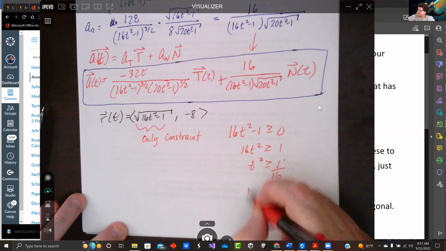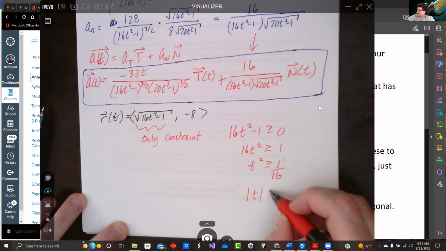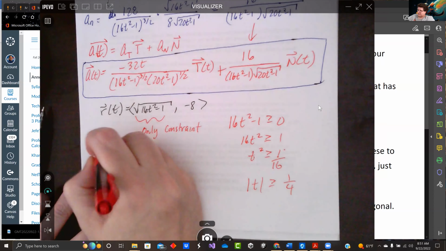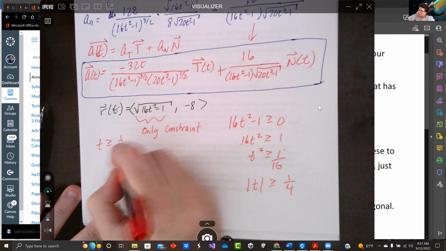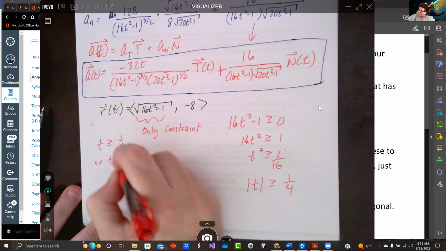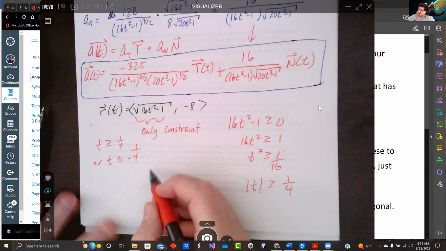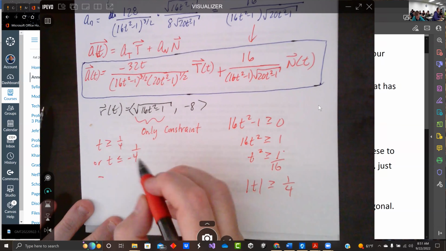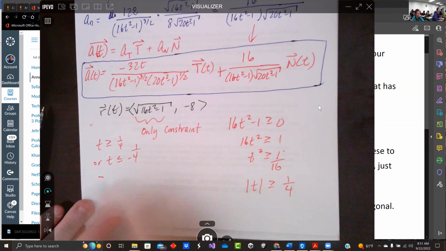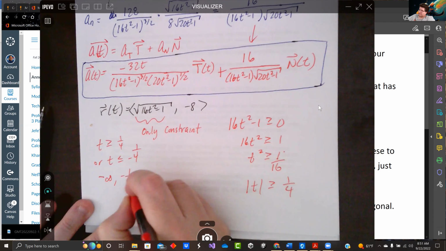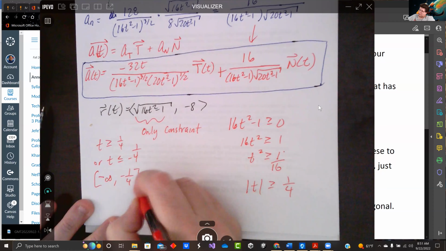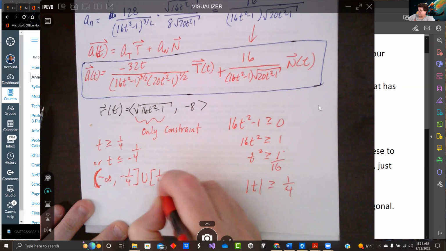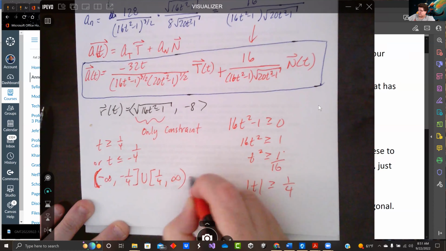And so the absolute value of t is greater than or equal to 1/4, which means t is greater than or equal to 1/4 or t is less than or equal to negative 1/4. So negative infinity to negative 1/4, with an open parenthesis on that side, in union with 1/4 to infinity is the domain.